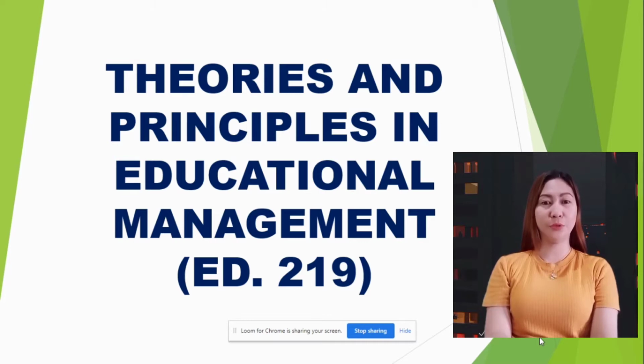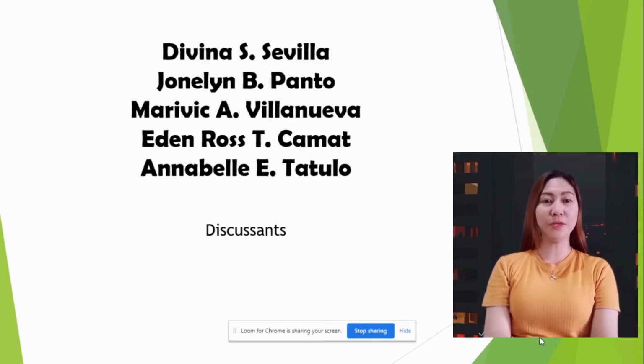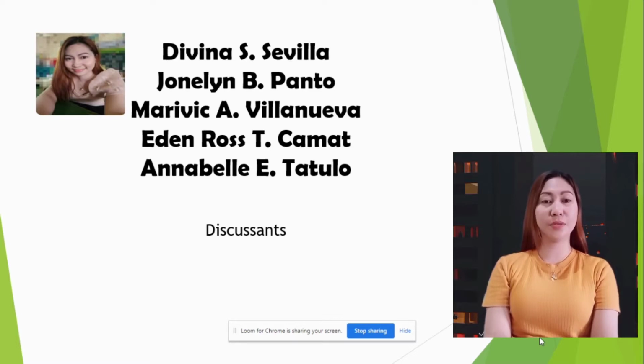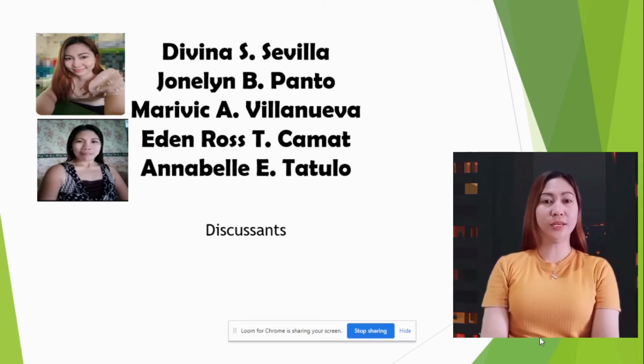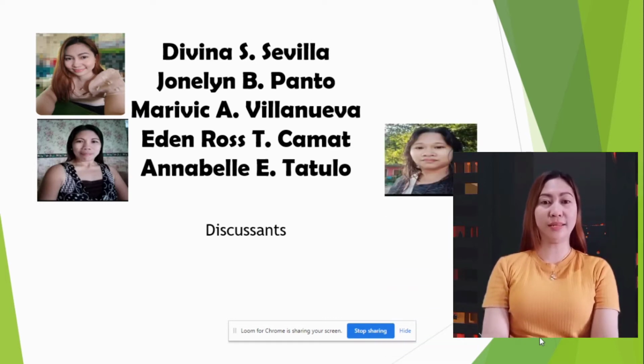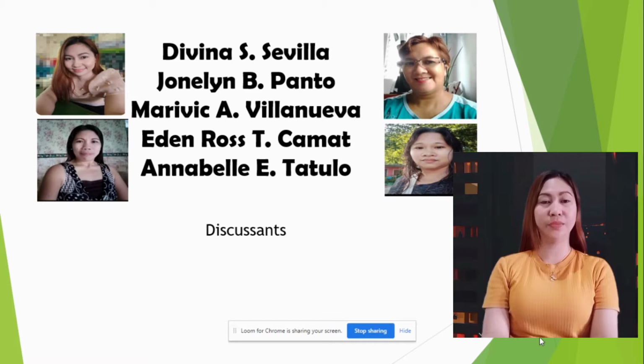Today, me and my groupmates were going to discuss our report in Theories and Principles in Educational Management, Chapter 2, which is about the concept of organization. Under this, the topics are basic components of organization to be discussed by Mrs. Eden Ross E. Kamat. Next is the authority in organization and structure to be presented by Mrs. Jonalyn B. Panto. And lastly, the classification of organization to be discussed by Mrs. Margaret A. Villanueva and yours truly.